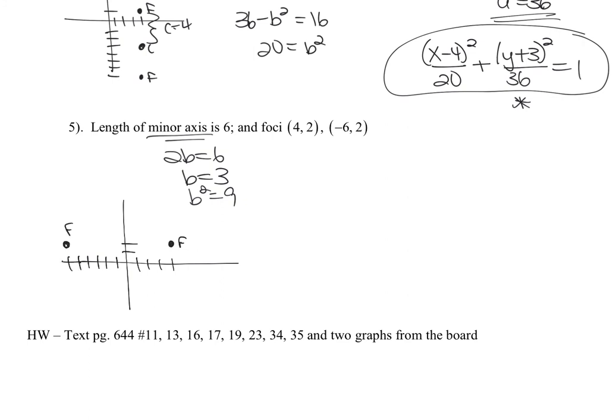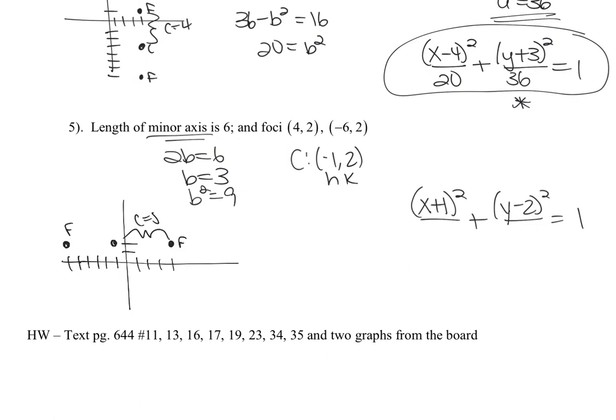which tells me that I'm left and right, so I know my larger one is going to be underneath my x. And when I look at the total distance between the two foci, I get a value of 10. So I'm going to go halfway, or 5, left and right from each of those points, putting me at the center of (-1, 2). So this is my h and my k. So (x + 1)^2 over something plus (y - 2)^2 over something is equal to 1. And we said that this is my c, which is 5 units. Therefore, c squared equals 25.